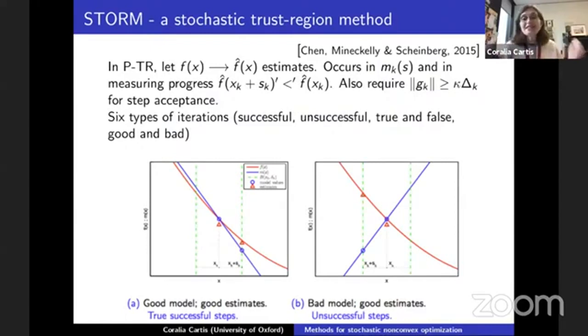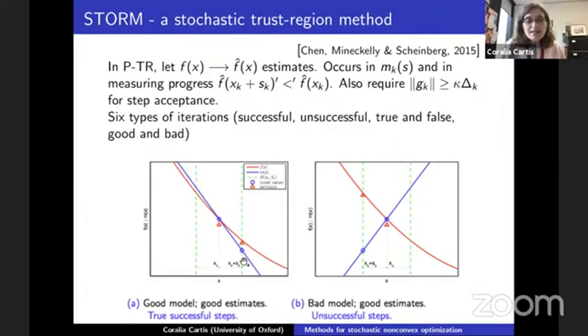So now I can have six types of iterations: successful, unsuccessful, true and false, because the model is bad or good, and good and bad iterations where the function evaluations are bad or good. Let's see on a plot what can happen. I have here a 1D plot. The green line is my trust region, which in 1D is just an interval. This is my xk here, in red is my true function, and in blue is my model.